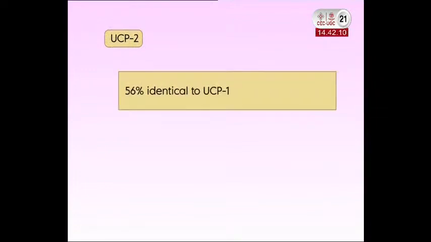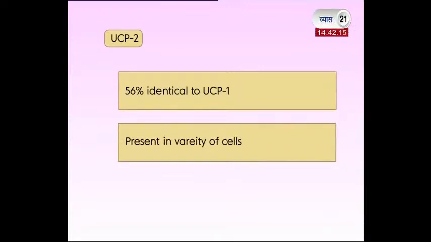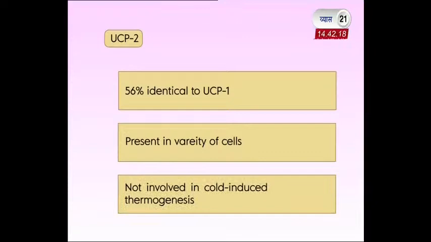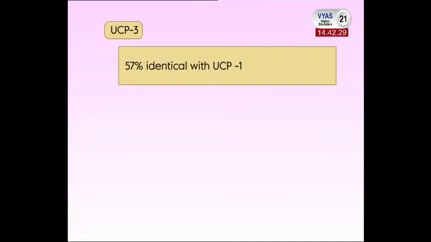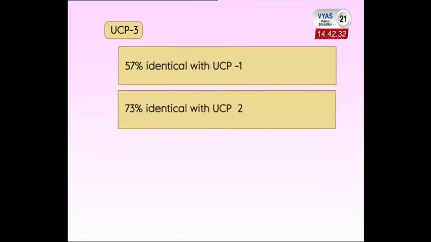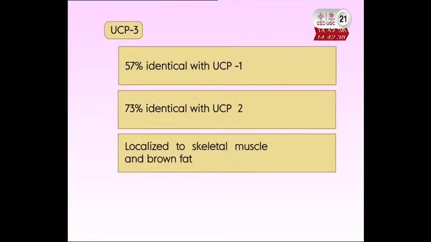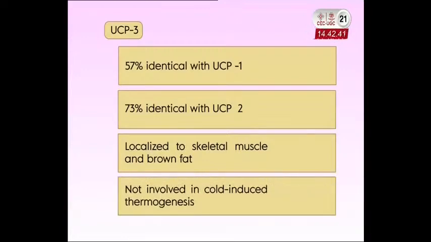In addition to UCP1, two other uncoupling proteins have been identified. UCP2, which is 56% identical in sequence with UCP1, is found in a wide variety of tissues. UCP2 is not involved in cold-induced thermogenesis, but may be involved in the resting metabolic rate of the animal. UCP3, which is 57% identical with UCP1 and 73% identical with UCP2, is localized to skeletal muscle and brown fat. UCP3 is not involved in cold-induced thermogenesis.